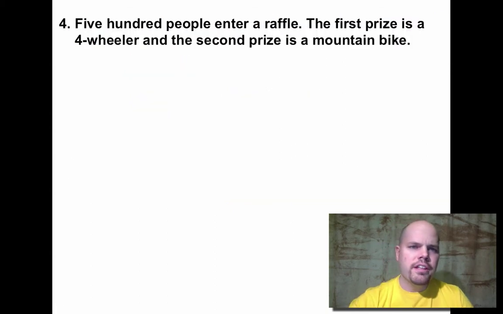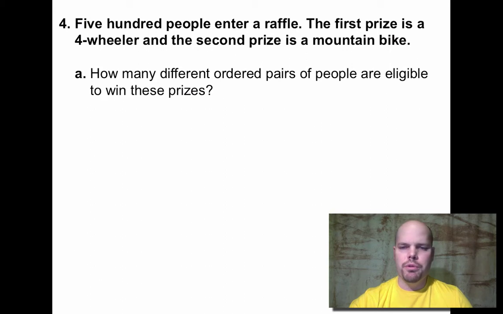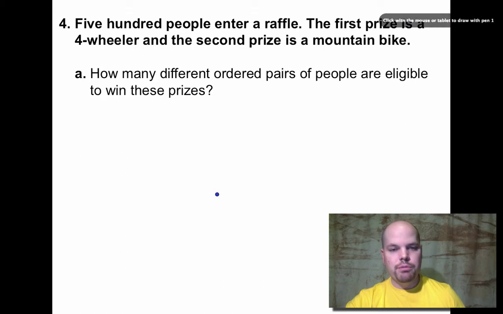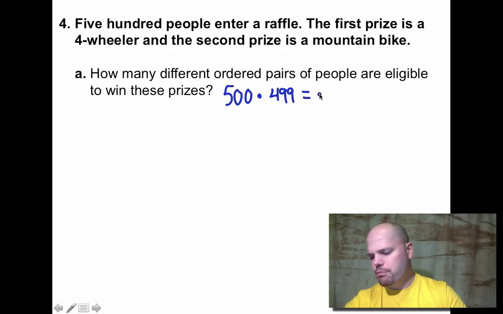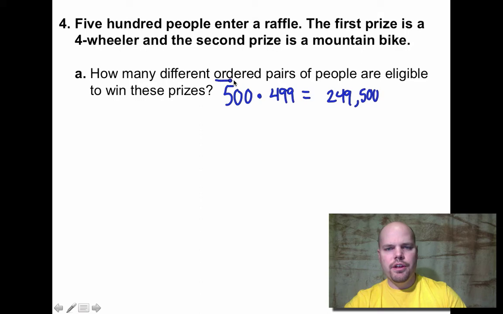All right, number 4. Let's say 500 people enter a raffle. The first prize is a 4-wheeler and the second prize is a mountain bike. So how many different ordered pairs of people are eligible to win these prizes? So if we're picking the 2 people, there would be 500 people could win first prize times 499, right? Because that person can't get first and second. So 500 times 499, that would be 249,500 different ordered pairs of people are eligible to win those 2 prizes.